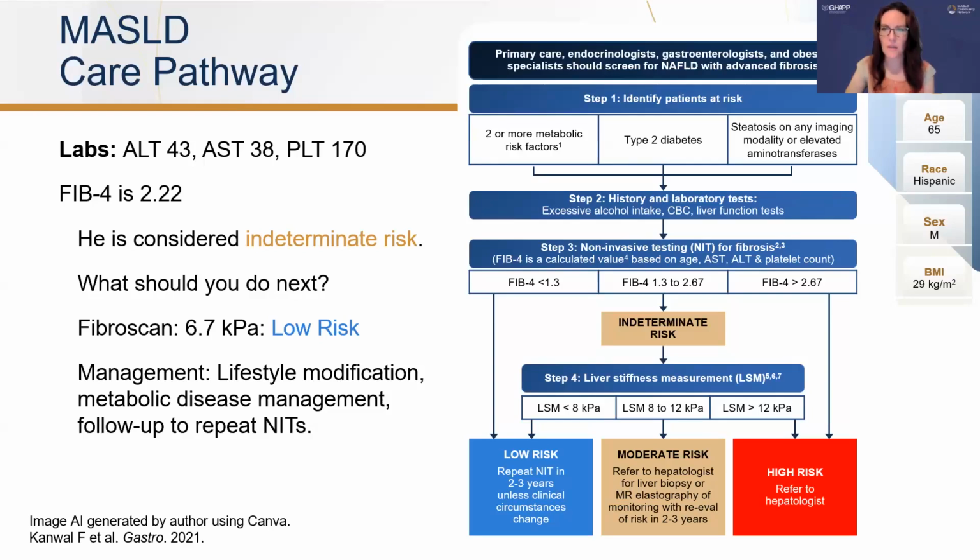So the patient goes and gets a FibroScan, and his kPa is low risk. And again, the excellent part about this infographic is you don't even really need to memorize all these numbers. You just kind of plug in the numbers and see what you need to do. And we know that in this patient, he's really low risk to have advanced fibrosis, and that we should repeat this non-invasive testing in 2 to 3 years unless there's some kind of clinical change.